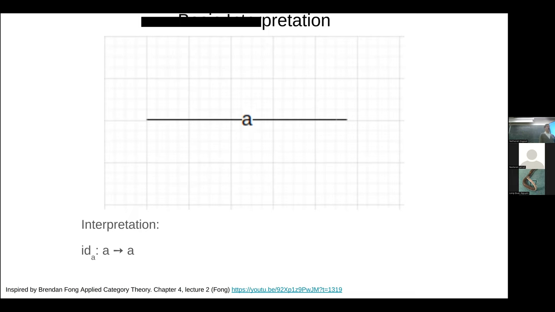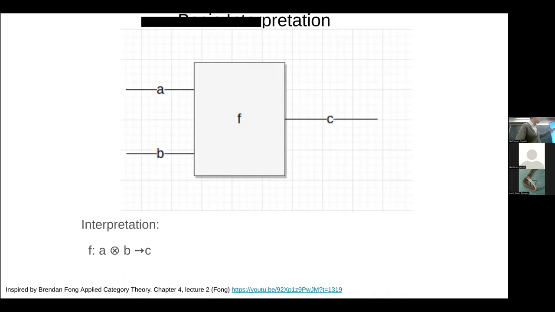So if we just have a wire, it's identity. We're not doing anything to the thing coming in on the wire. We're not processing it. We're not mapping it. We're not transforming it. Are we okay with that? So it just transmits what's there, right? Doesn't change it. Okay, now.